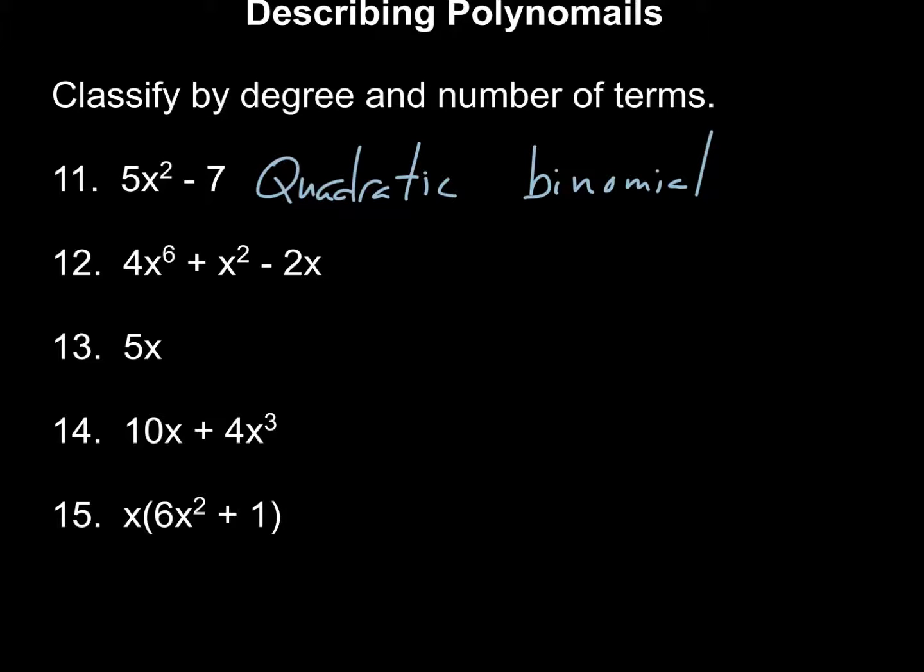Okay, let's take a look at the rest of these. Number 12. First of all, we get our degree. What is the degree of number 12? 6, because that's our highest exponent. So degree 6 polynomial, that one is actually just called a degree 6. We're not going to worry about having crazy names for every single one of them. Once it's above 5, we'll just remember it's degree 6. All right, and then how many terms are there in number 12? 3. There's 3 terms. So that would be a degree 6 trinomial.